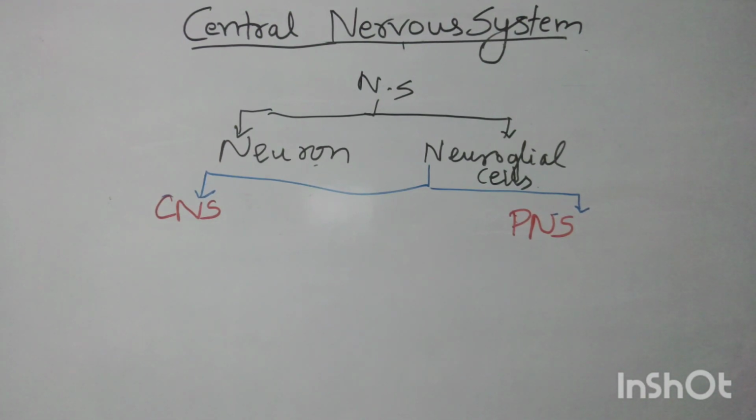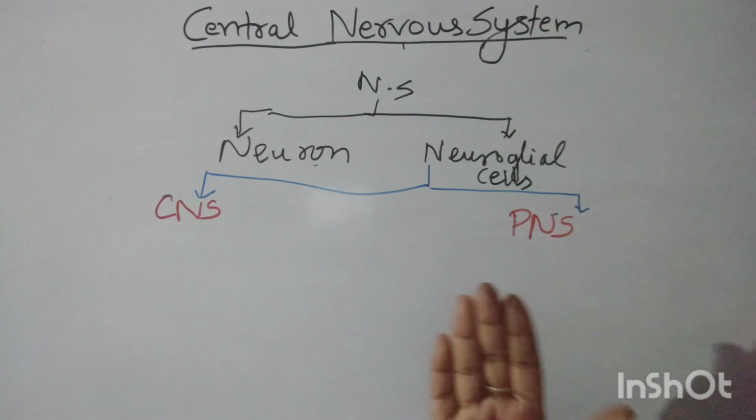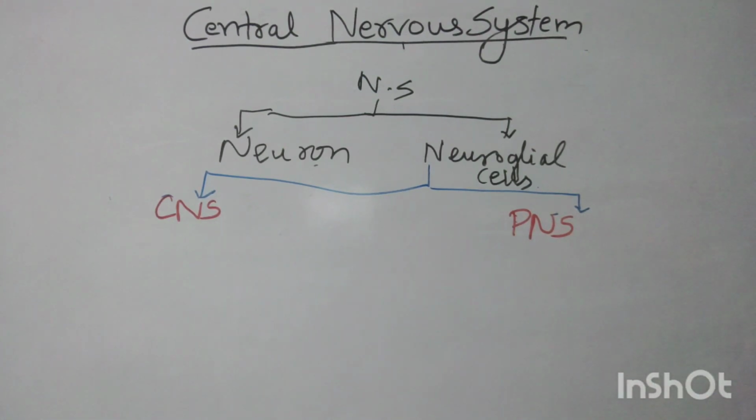So we have seen in the central nervous system, brain and spinal cord. In the peripheral nervous system, afferent and efferent. Afferent carries the impulses from the organs to the central nervous system, to the brain, and then the impulses which come back from the brain to the organs go through efferent neurons.